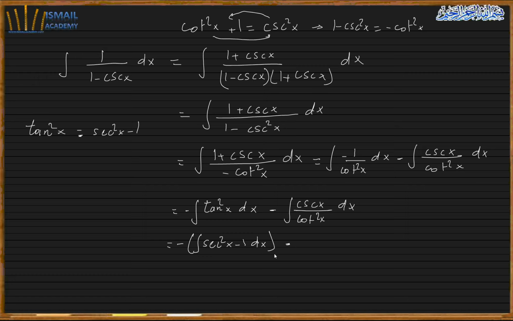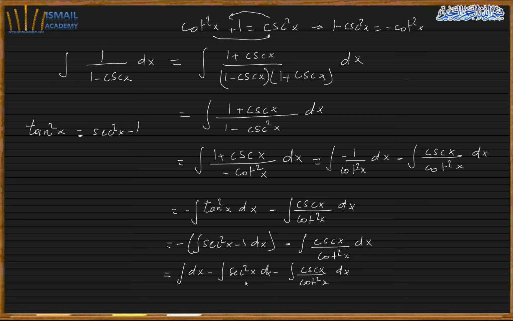minus the integral of cosecant x over cotangent square x dx. So here if I distribute, it's going to give me the integral of dx minus the integral of secant square x dx minus the integral of cosecant x over cotangent square x dx, and this is going to give me tangent. This is just x.